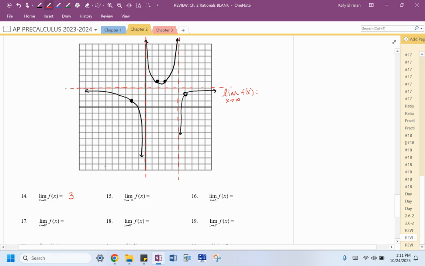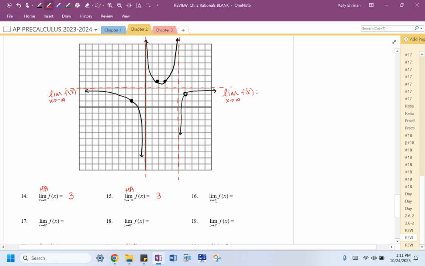The limit as x approaches negative infinity is over here. Pretend you hit trace. Keep tracing to the left. What are the y values approaching? Well, they're also approaching positive 3. That's the horizontal asymptote. So both of those are just asking you, what is the horizontal asymptote?